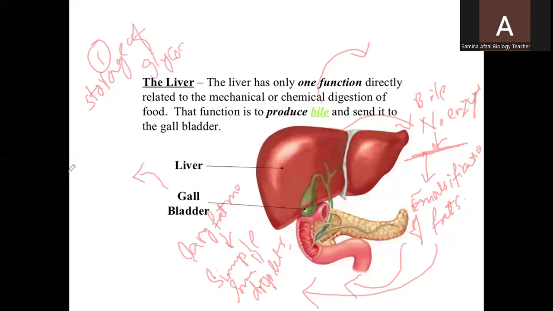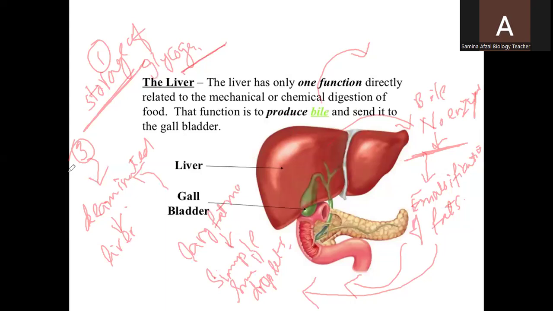Storage of glycogen, that is, the extra glucose is stored in the liver in the form of glycogen. And the third function: proteins are not stored in the body, so proteins are broken down, or deaminated. The process of deamination takes place in the liver. So it is another function of the liver.